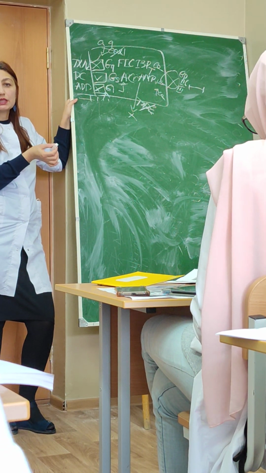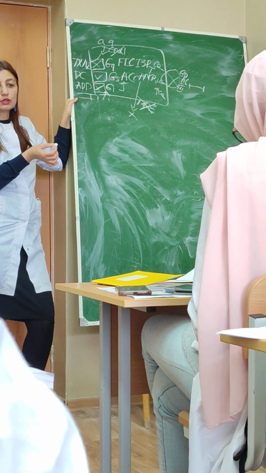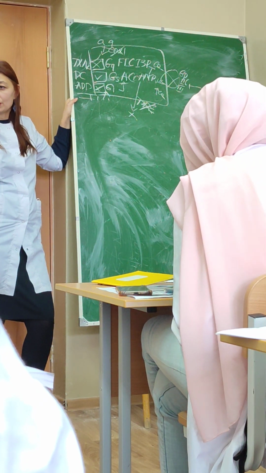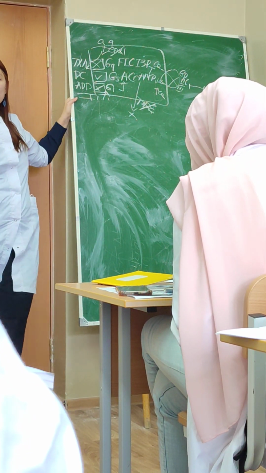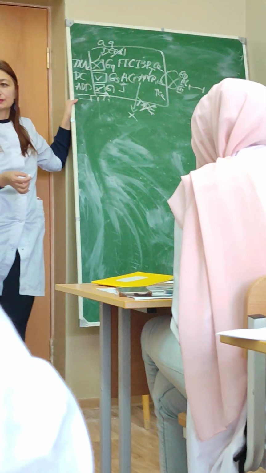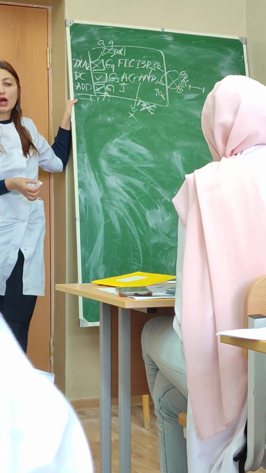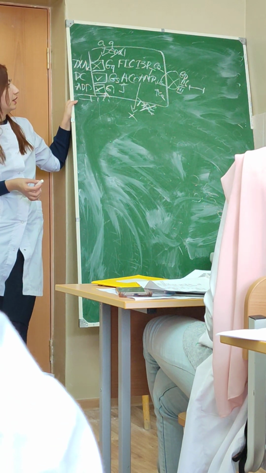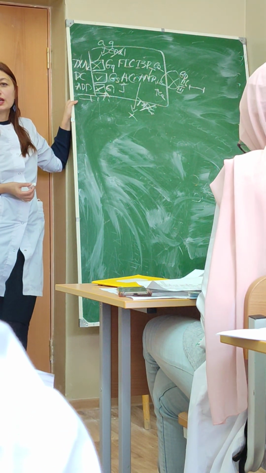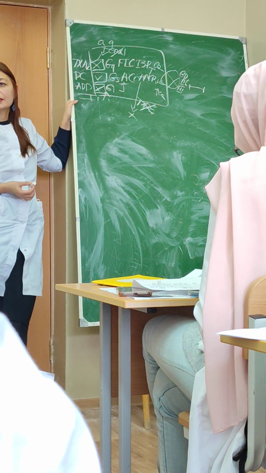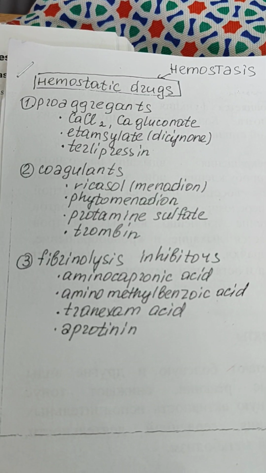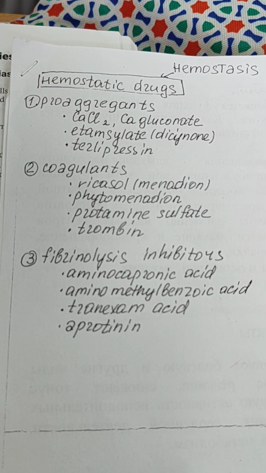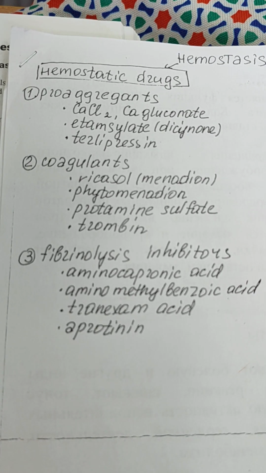Terlipressin. Terlipressin is an analog of vasopressin. You have this information in your classification. Open the first page, please. Look, proaggregants: terlipressin, solutions of calcium chloride and calcium gluconate. See, you have this information? Yes. And etamsylate. Etamsylate will increase the amount of platelets and increase the aggregation. Clear?